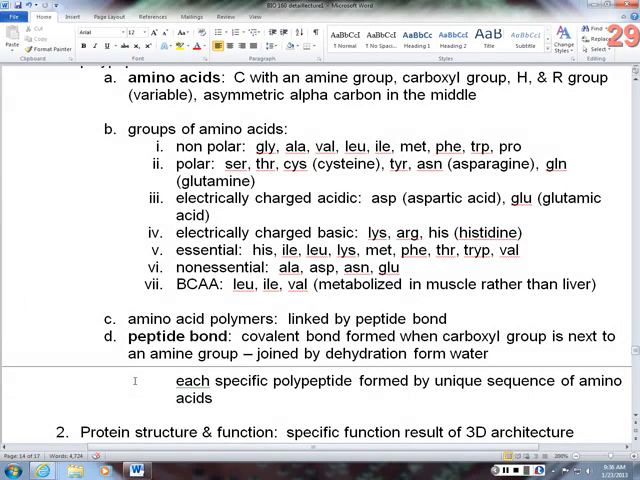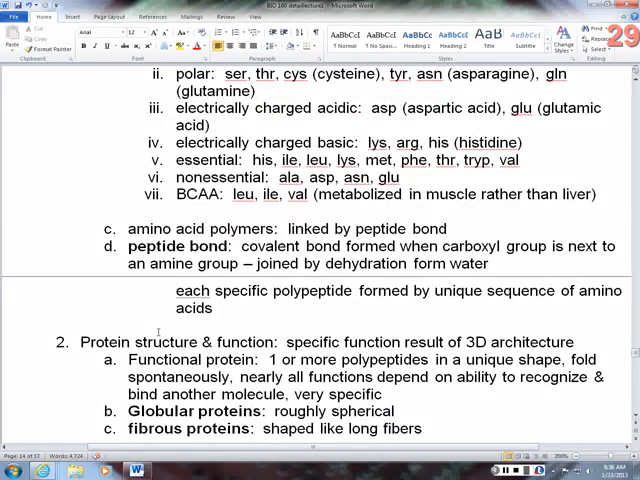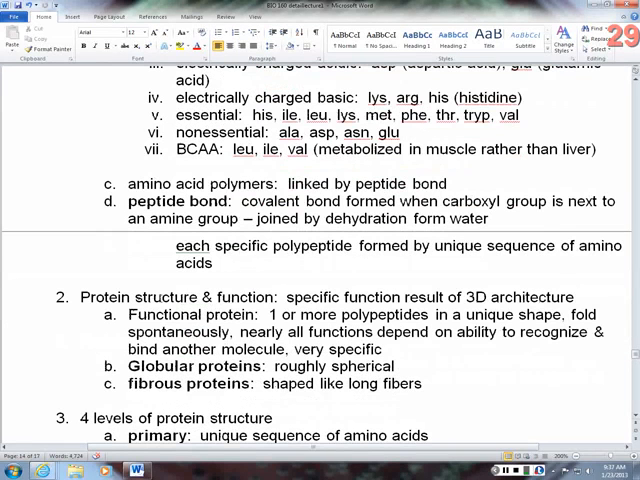So when we link amino acids together, they're linked by a peptide bond. And that's a term you'll see over and over again, the peptide bond. It's a covalent bond that's formed when the carboxyl group is next to the amine group. What happens is one of these hydrogens comes off and this OH comes off. It makes water, and they hook together.